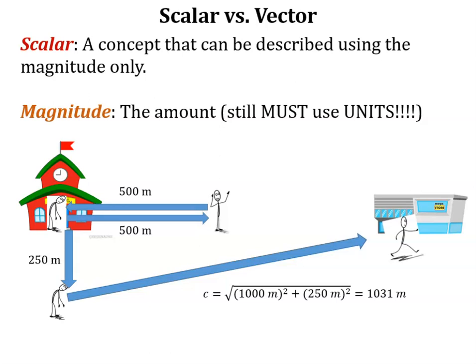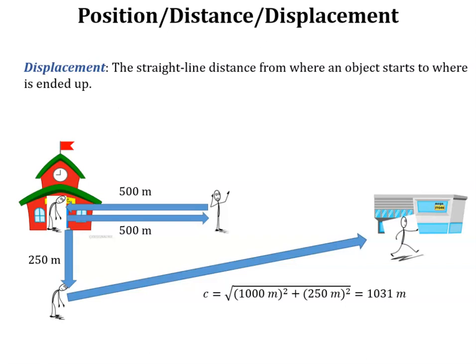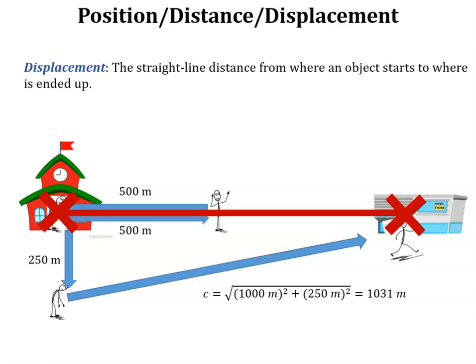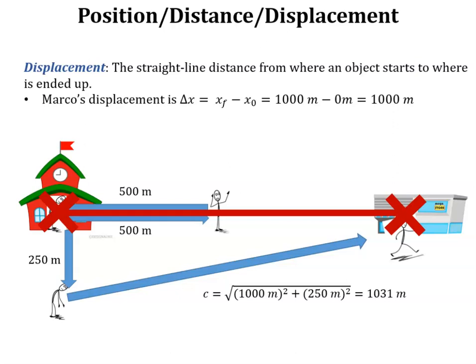All right, so that was distance. Next we have displacement. Displacement is the straight line distance from where an object starts to where it ends up. So with Marco, he started at the school, he ended up at the store. So his displacement was 1,000 meters. Now for displacement, the variable we use is delta x. That's that triangle with the x. And the way we calculate that is the final position minus the initial position. So in this case, he was 1,000 meters away, subtracting his origin of 0, and that is 1,000 meters. So Marco's displacement was 1,000 meters.